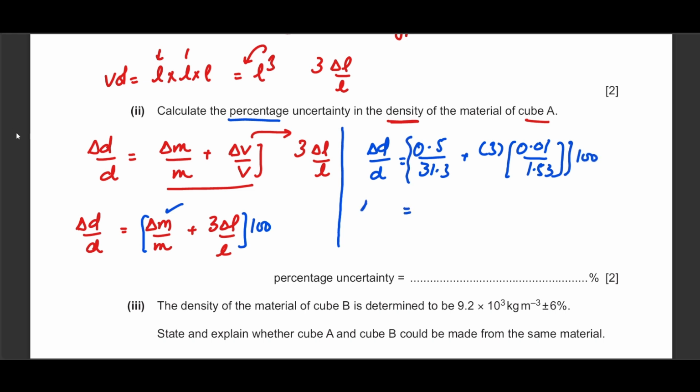So the percentage uncertainty in D, or the calculated value of D, comes out as 3.55%, which will be written down as 4% because errors generally are in one significant figure.